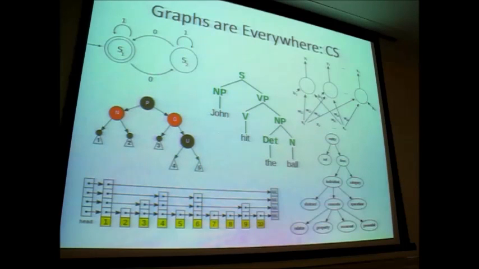And then computer science is really rich with graphs. You've got finite state automata, you've got data structures like red-black trees, skip lists, and linked lists, or really anything you can think of.